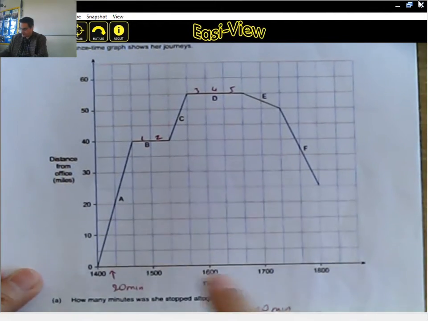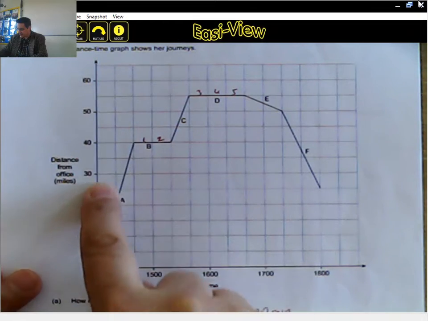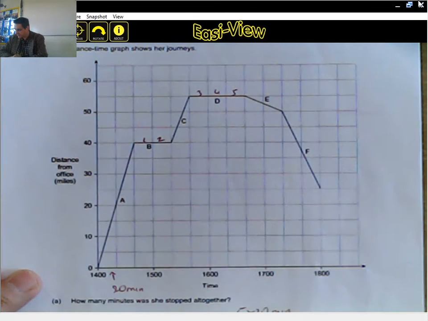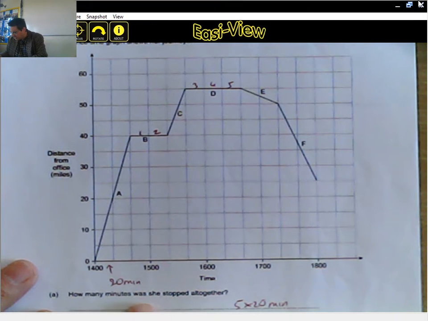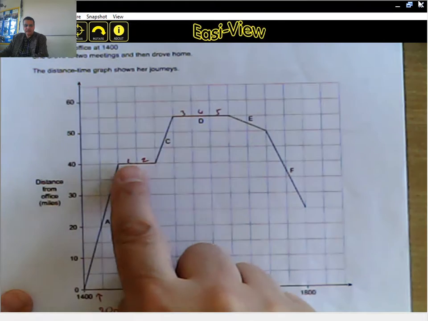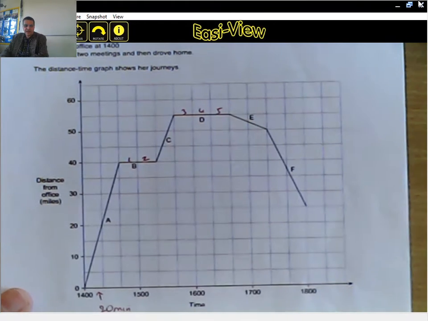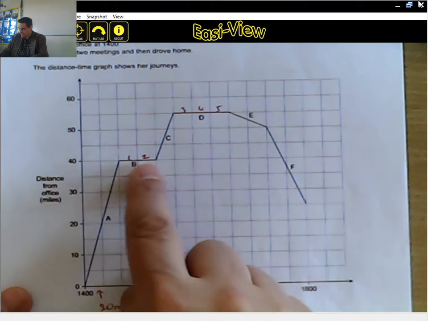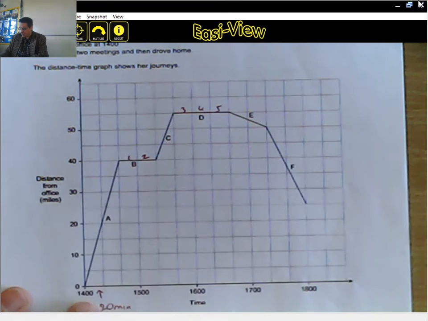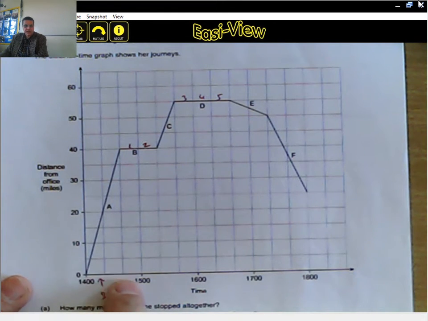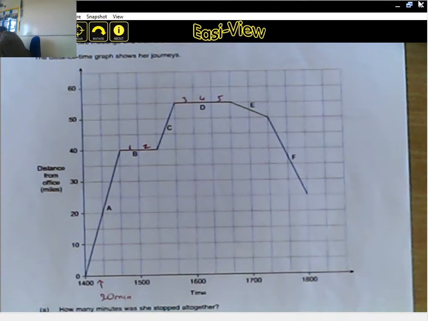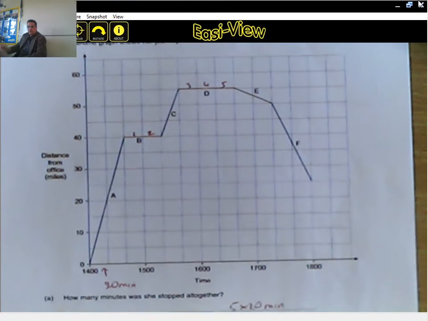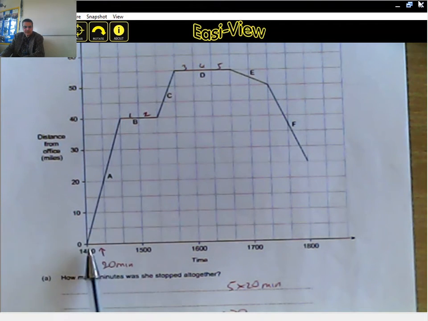So here she is, coming from the office to home, back, that sort of thing. How many minutes was she stopped altogether? Well, we've got a flat line there and a flat line there. That implies stopping. So each little block of time, if you look very carefully, we go from 2 o'clock to 3 o'clock, and then 3 equal spacings. You better just get a pen. You can point. So each little block of time must be 20 minutes. So it's 2 o'clock, 2:20, 2:40, 3 o'clock.